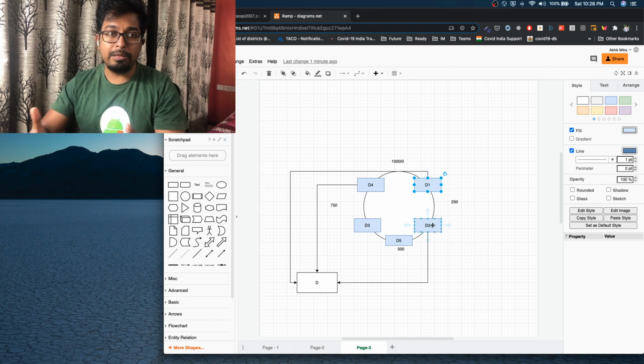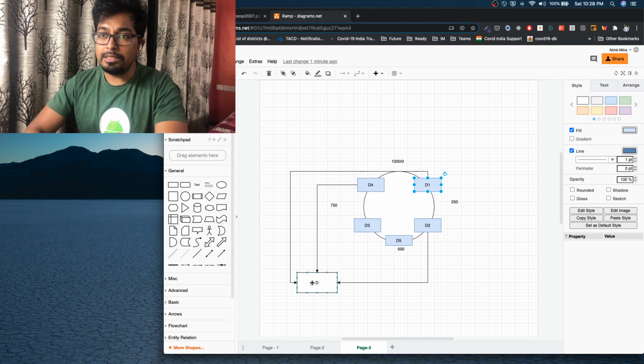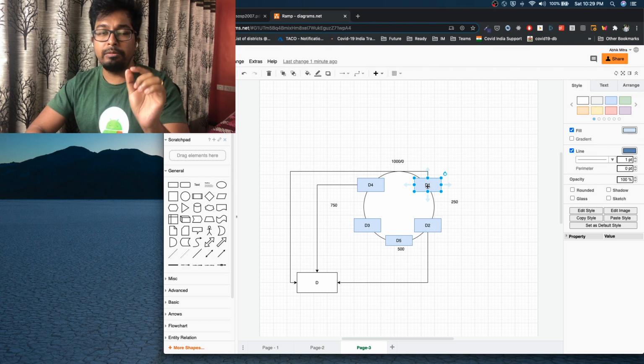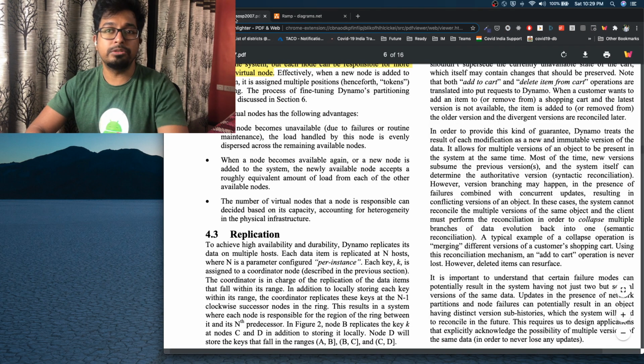And D2 might not be able to handle it. But since these are virtual nodes and these virtual nodes are all closer to each other, if D1 goes for a toss, the amount of traffic D1 handles is fairly small now. It is no longer 0 to 250, it will be probably 0 to 50 each. And that slight increase could be handled by those machines.